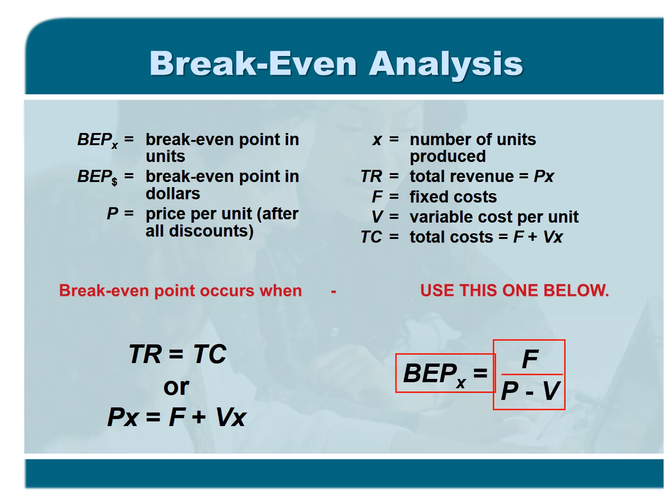So hence the break-even analysis or break-even point occurs when the total revenue equals the total cost, or the price per unit equals the fixed costs plus the variable costs. We recommend you use this formula over here to the right.